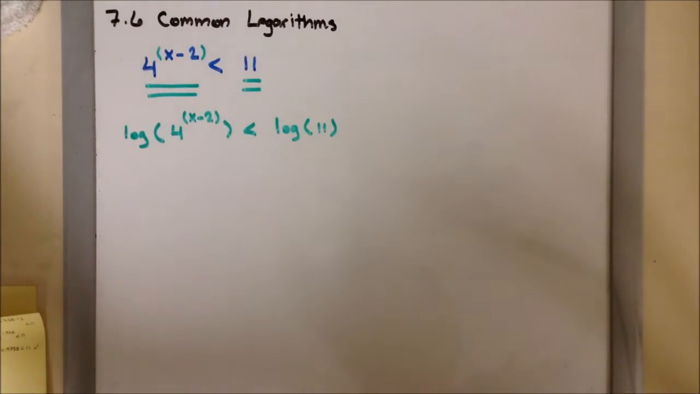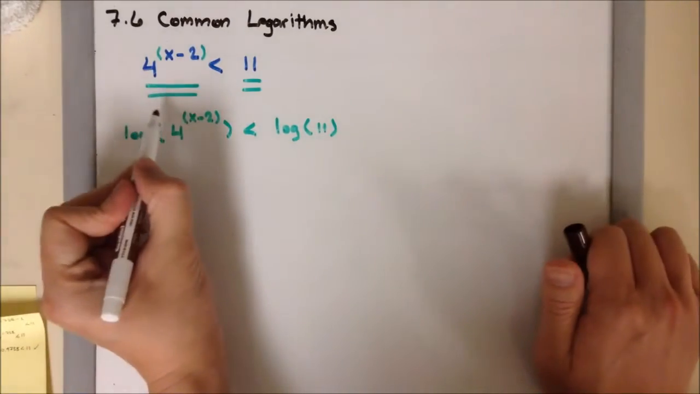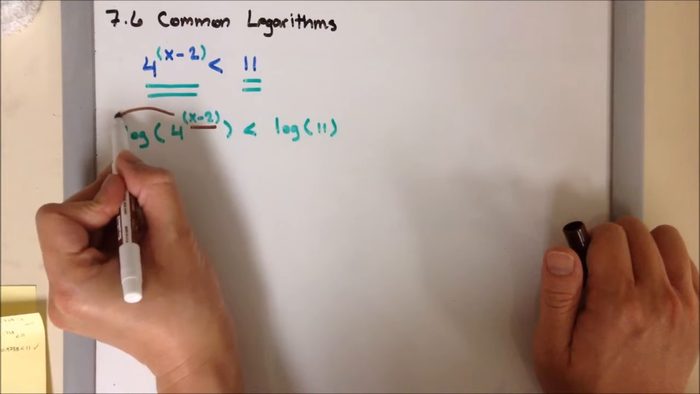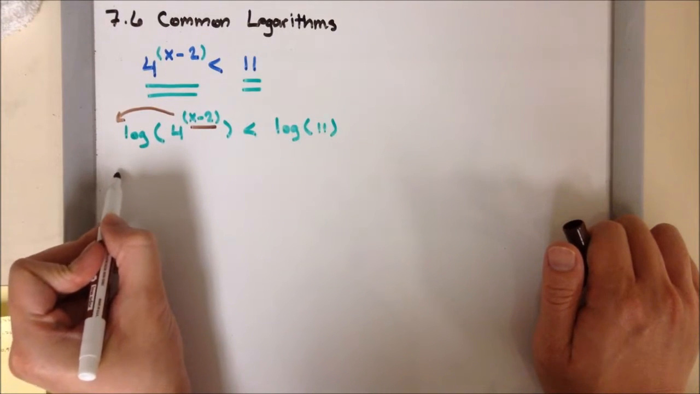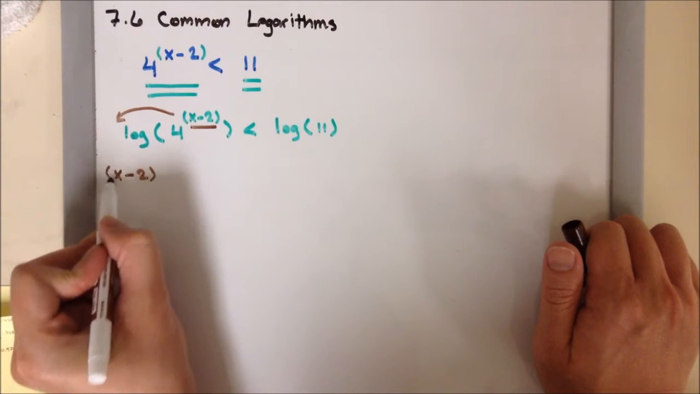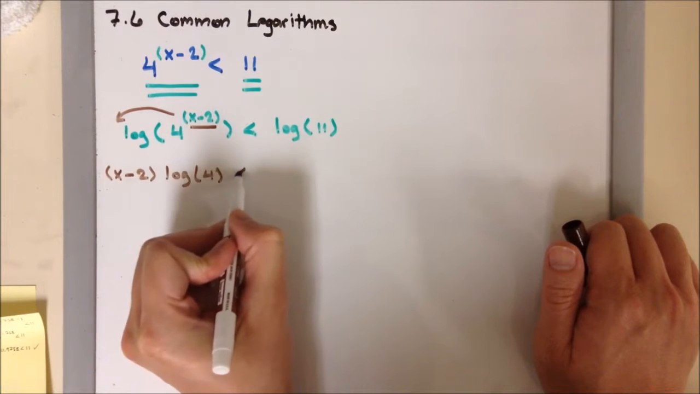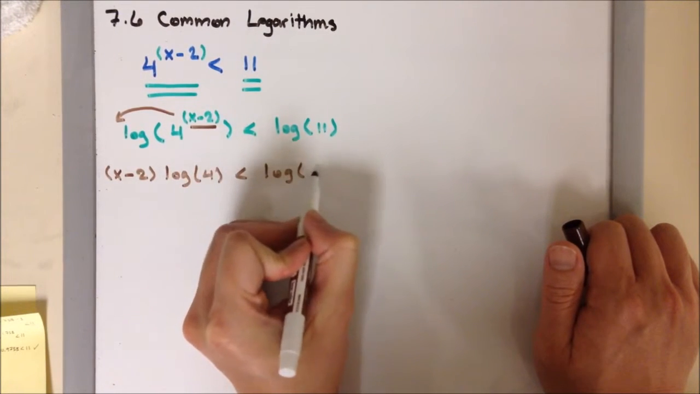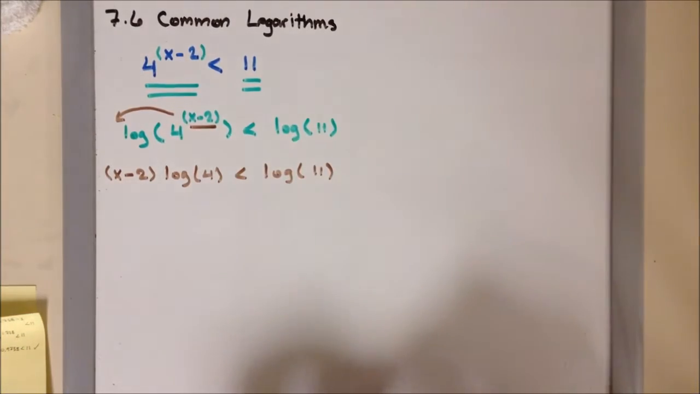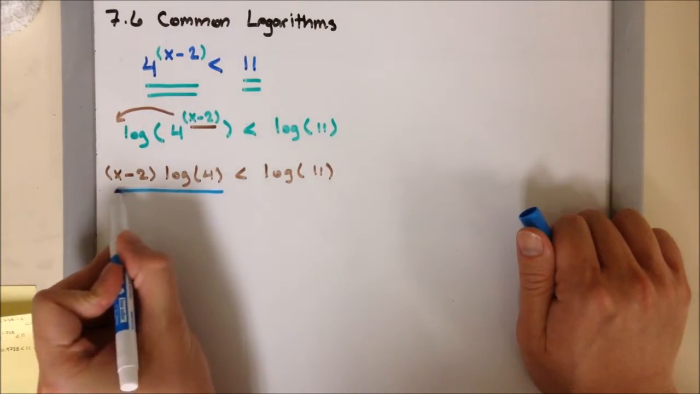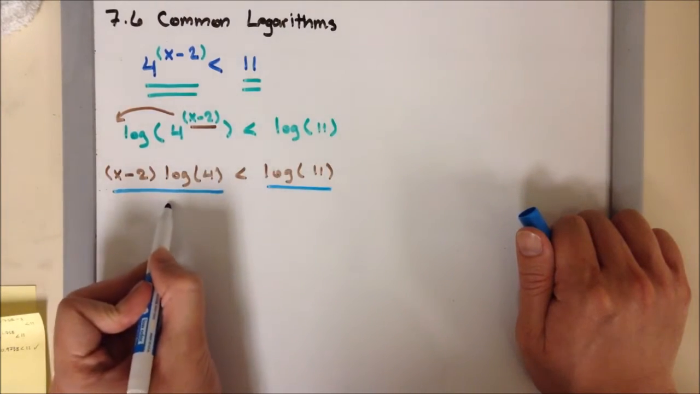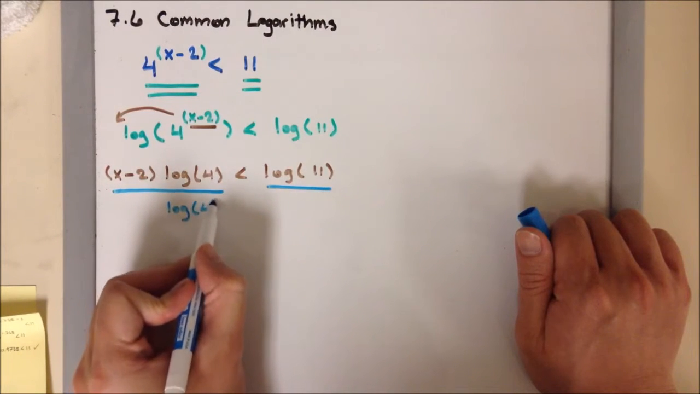Now after that, I'm going to apply the power property. I'm going to bring my exponent in front of the log so that I can start solving for x. So parenthesis of x minus 2 times log of 4 less than log of 11. Now here, I'm going to try to get x minus 2 by itself first. So that means I'm going to divide the left side and the right side by log of 4.